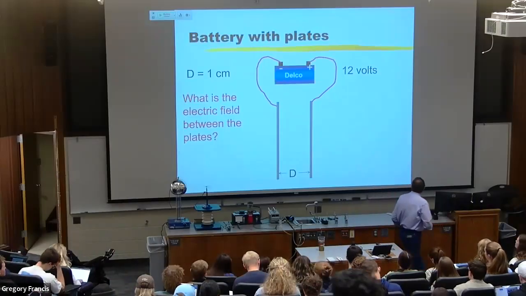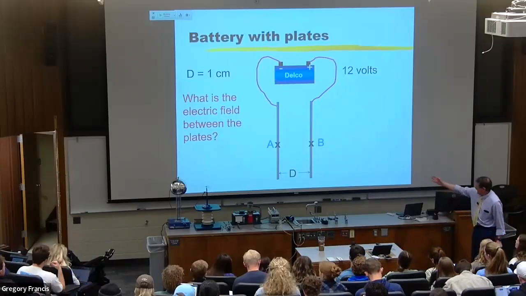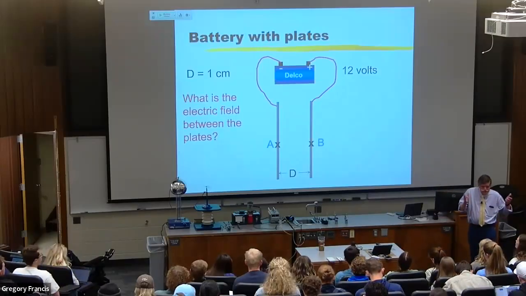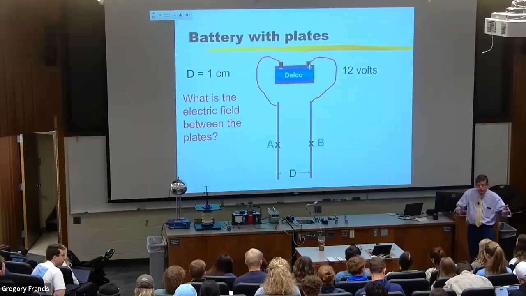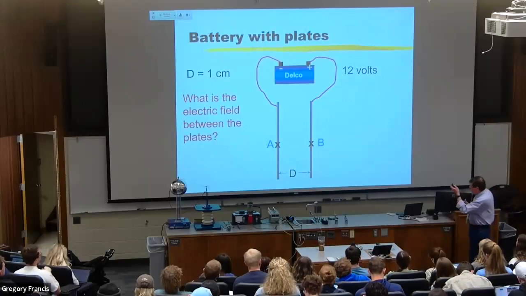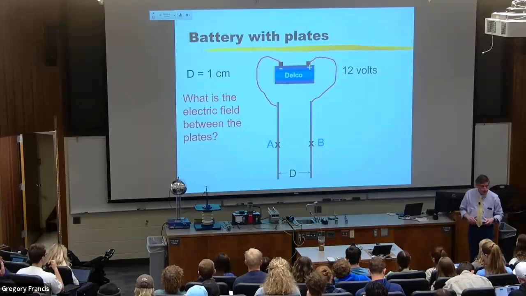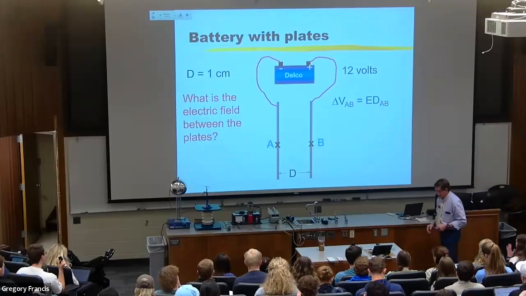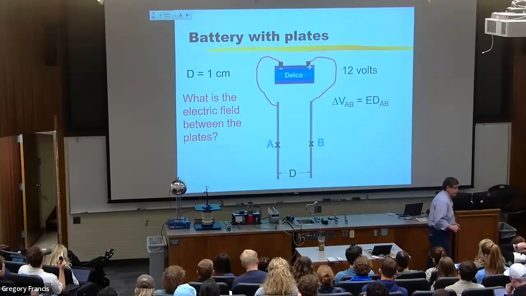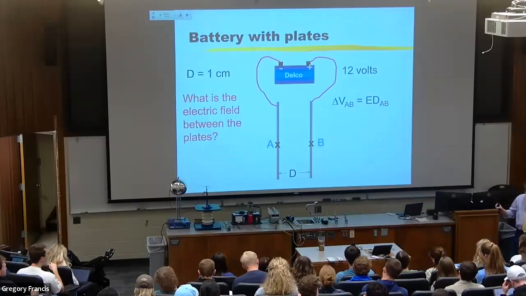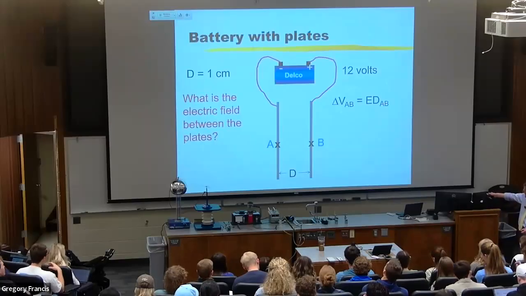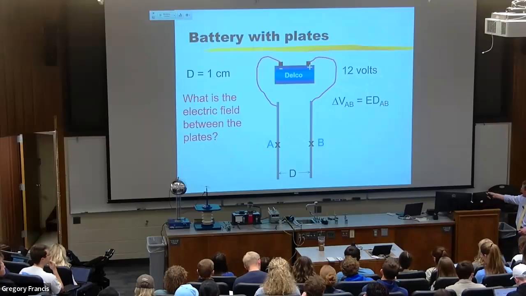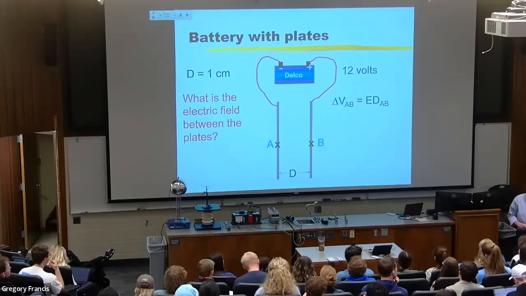Now, if I use the Ed equation, I have to define the voltages between some point A and some point B. Well, I know the voltage between the negative plate on the left and the positive plate on the right is 12 volts. And so I can put that into my Ed equation. Now, here's where people run into trouble most of the time. If I've got the voltage difference between that point A and that point B, I need to have the distance between that point A and that point B.